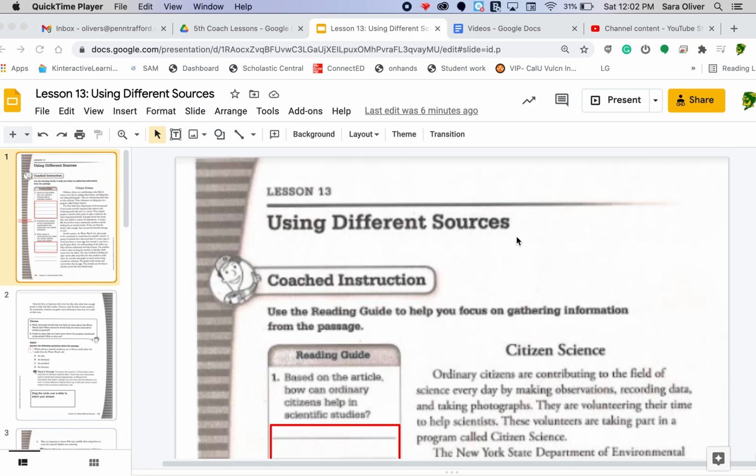Mrs. Oliver here. I'm going to go over our PSSA practice lesson number 13, which is using different sources. This is something that you will be introduced to more at the middle school level when you write something and you use information from another book, another source. You still need to know what those sources are before you start using them independently.